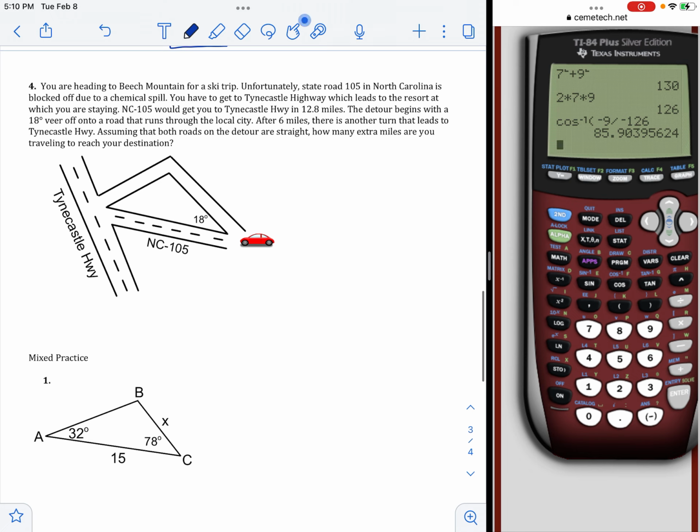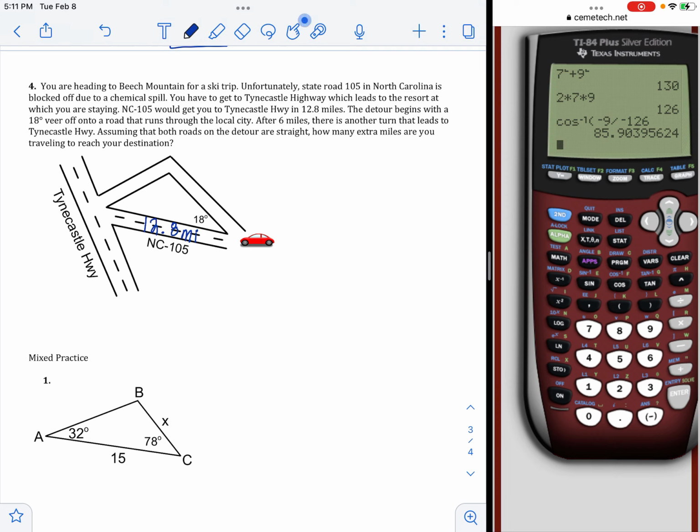Okay, next we have a word problem, and it says you're heading to Beach Mountain for a ski trip. Unfortunately, Road 105 in North Carolina is blocked off due to a chemical spill. You have to get to Tyne Castle Highway, which leads to the resort at which you are staying. NC 105 would get you to Tyne Castle Highway in 12.8 miles. So I'm going to go ahead and label NC 105 12.8 miles while I'm here. So this is 12.8 miles.